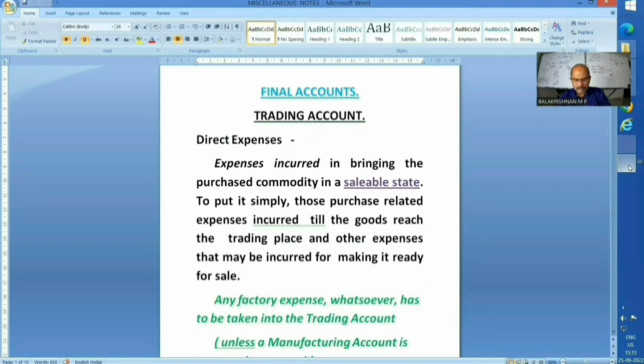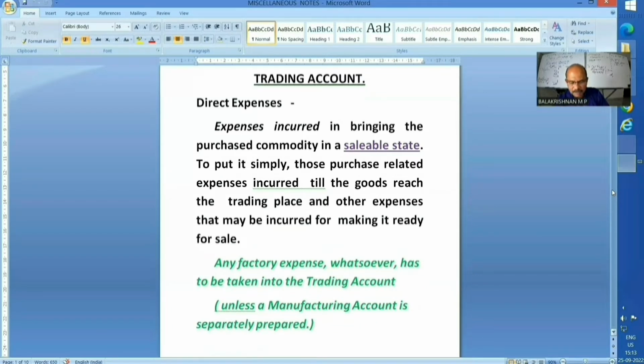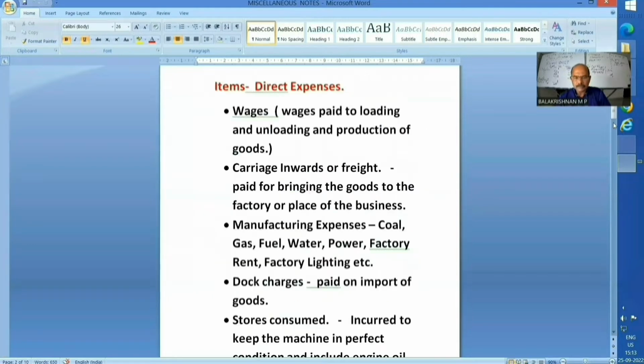Sometimes they may give some factory items also. In that case, any factory expense whatsoever has to be taken into the trading account, unless a manufacturing account is separately prepared. Next, what are the items that come under direct expenses? Wages: wages paid to loading and unloading and production of goods. Carriage inwards or freight, paid for bringing the goods to the factory or place of business.